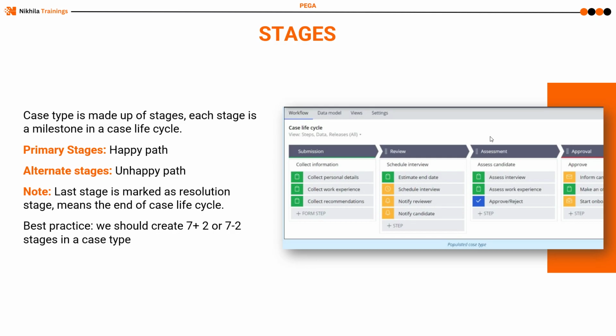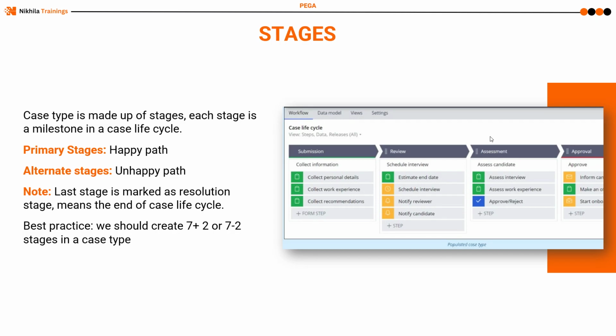Now, stages are going to be identified by the lead or the senior-most architects in the team. They are going to decide what are the various stages in your project. So you have to know the end-to-end life cycle of your project, and then you divide it into multiple stages, like multiple milestones. And then we are going to build the project. This is going to be done by the senior-most people in the team. And how many stages can you create? Pega suggests you have 7 plus or minus 2. Means minimum 5 stages, maximum 9 stages Pega suggests for every single case type.